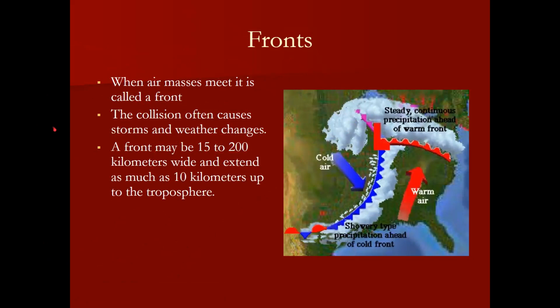Fronts vary in size. They can be from about 15 to 200 kilometers wide, and they can extend as much as 10 kilometers up into the troposphere. Remember, all weather happens in the troposphere, that bottom layer of Earth's atmosphere, the one that we live in. So all these fronts, all this weather, is happening within the troposphere.